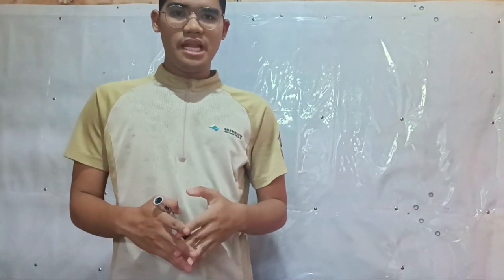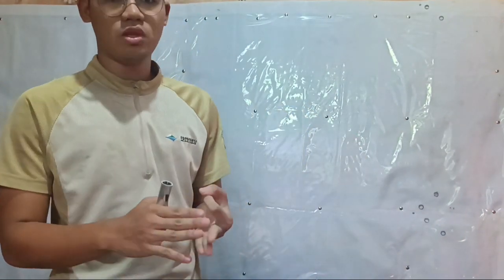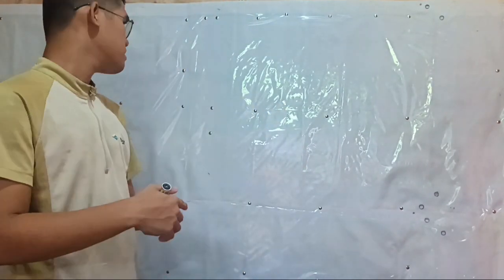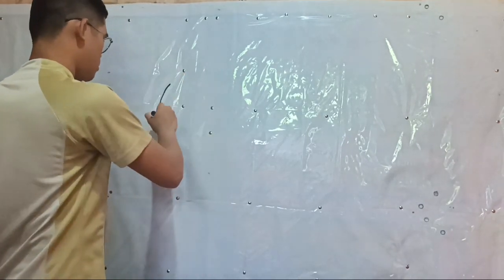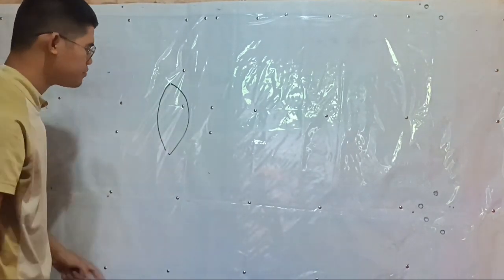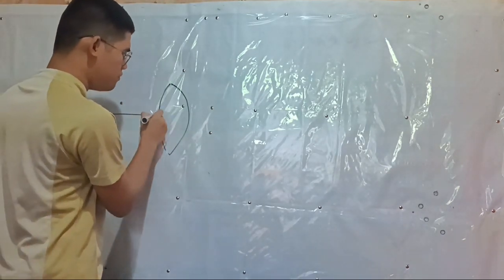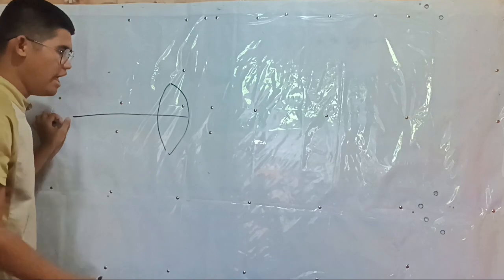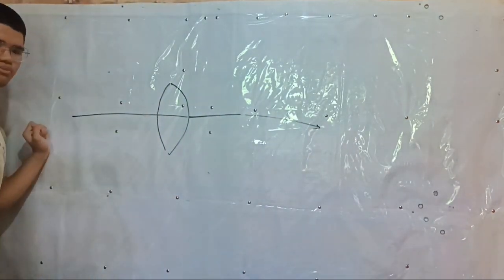Now let's talk about lenses. Now that we know Snell's law, the index of refraction, and total internal refraction, let's apply it to our lenses. Imagine we have a lens that is curved on both sides. A ray that passes through the center of this lens will pass through without bending.